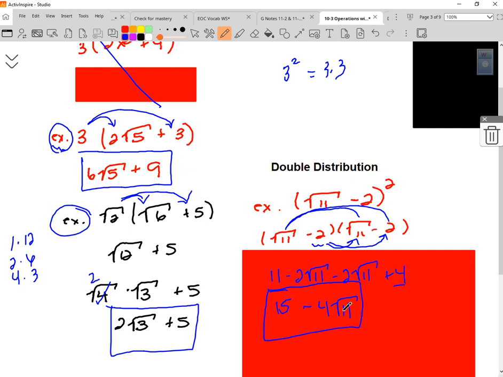If there was something underneath here we could simplify, we would simplify at that point, right? That 11 is prime.